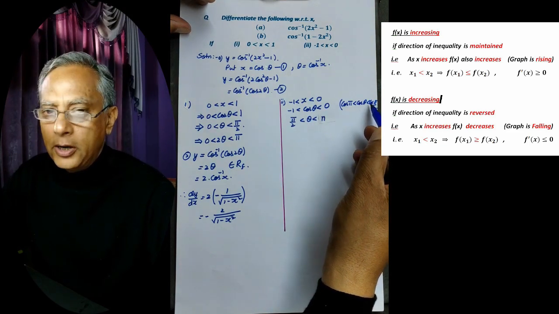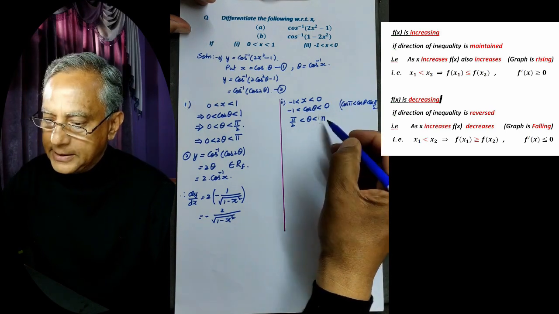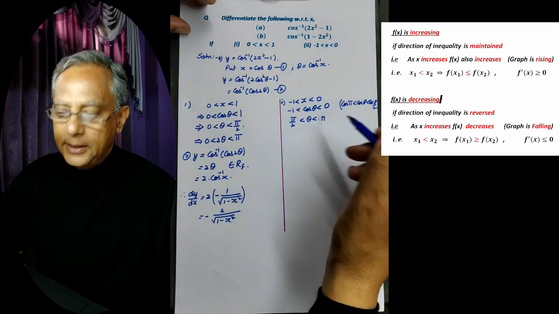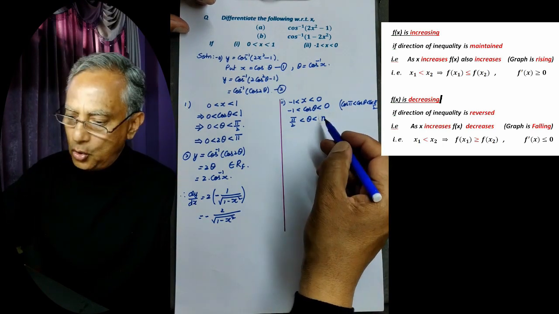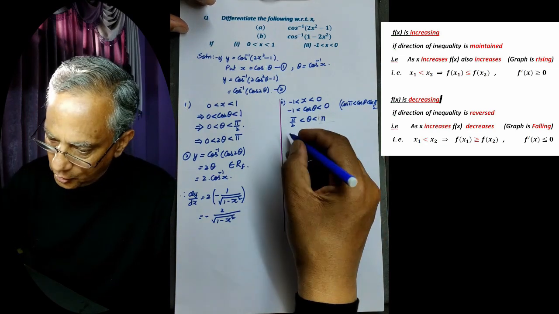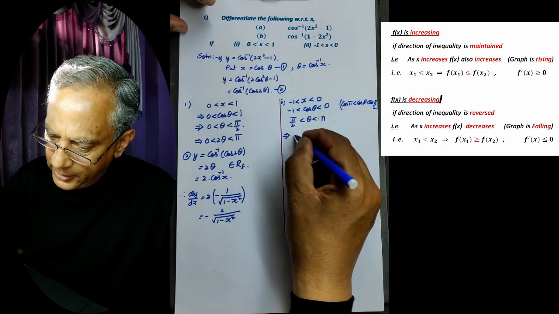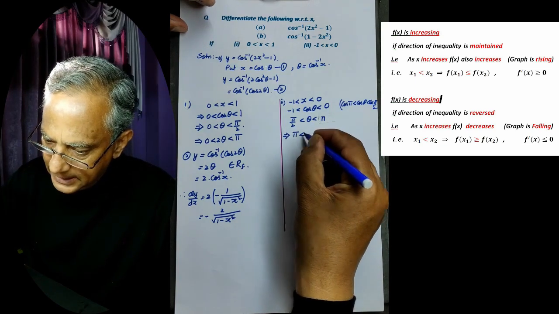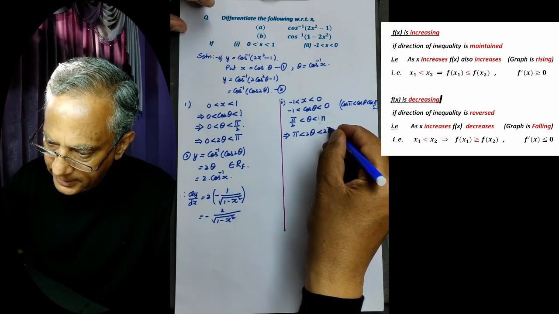But this is a monotonically decreasing function. Therefore pi by 2 is less than theta is less than pi. Theta must lie between pi by 2 and pi. You can also keep the graph of this function in mind. So multiplying by 2, we have pi is less than 2 theta is less than 2 pi.